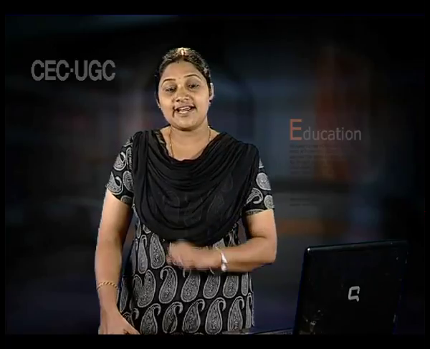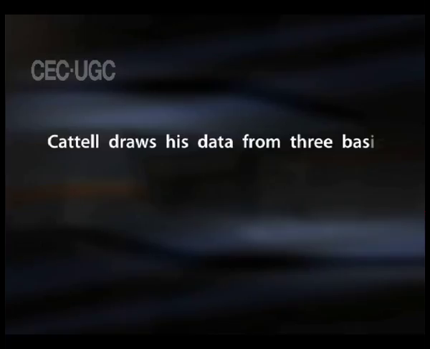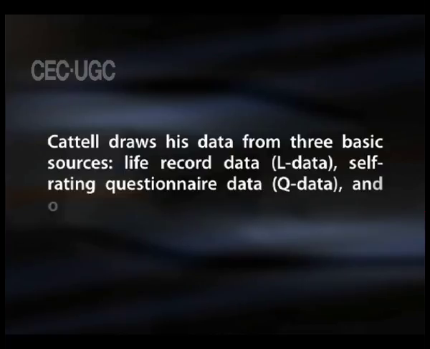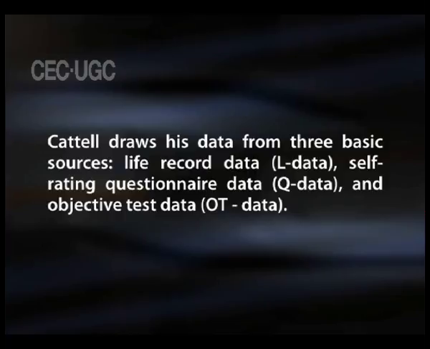Cattell gives much significance to the use of factor analysis to identify the major traits of personality. Cattell draws his data from three basic sources. First is life record data, otherwise called L data, second is self-rating questionnaire data, that is Q data, and third is objective test data, that is OT data.